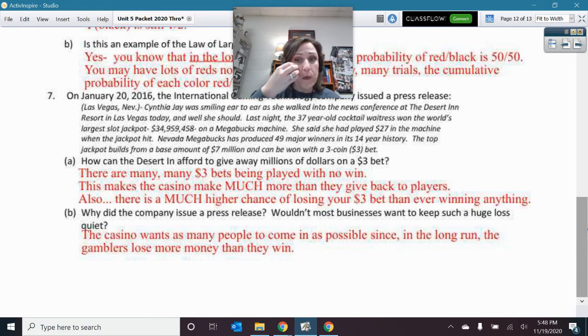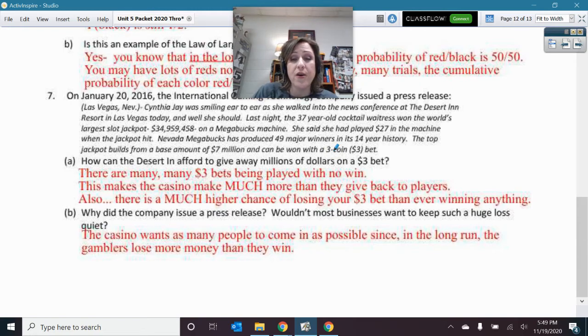Okay? All right, so here was this actual press release of this woman. She was a 37-year-old cocktail waitress, and she played $27 in the machine and then hit the jackpot, and she got 34 million, almost 35 million on the Megabucks machine. Well, the Nevada Megabucks has produced 49 major winners in its 14-year history. So how can the Desert Inn afford to give away such millions and millions of dollars on just a $3 bet? Well, as we talked about in class, there are many, many, many people playing the slot machines that are losers.